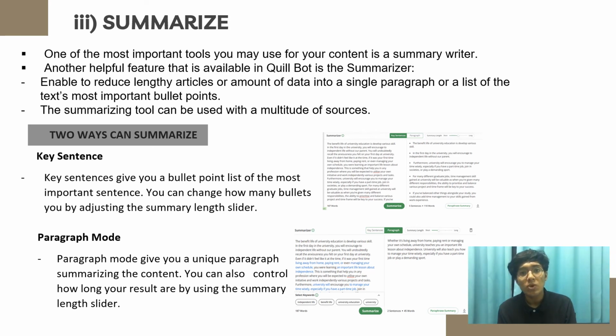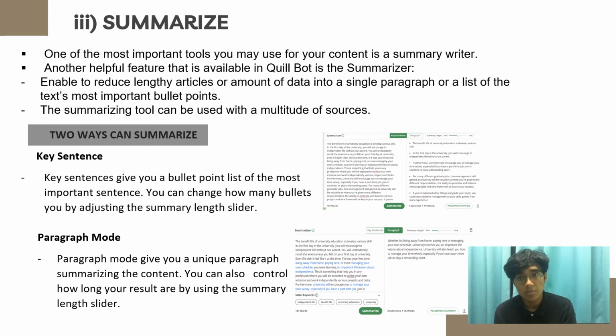They have two ways to summarize. First is key sentence. Key sentence gives you a bullet point list of the most important sentences. You can change how many bullets you want by adjusting the summary length slider. Second is paragraph mode. Paragraph mode gives you a unique paragraph summary of the content. You can also control how long your result is by using the summary length slider.